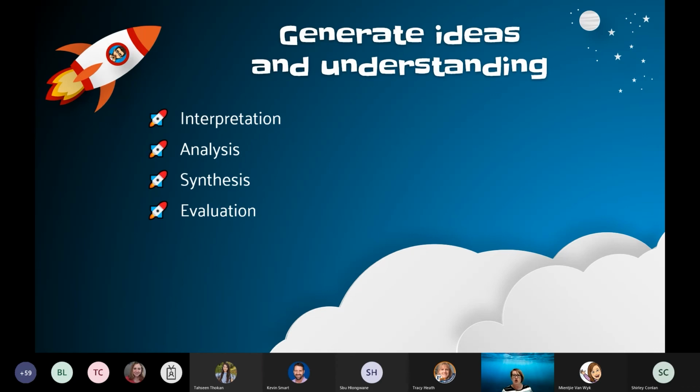So if we draw into a little bit more detail, the generating ideas and understanding, the best way to describe this is the use of critical thinking skills and activities. So you're asking your students to interpret the information that they are finding. It's about drawing inferences, conclusions, reading between the lines from what they have come across and drawing their own ideas and conclusions from that. So for example, they might read a description of a historical period and try and understand why people of that era behaved in a certain way, what was driving them, what was influencing their behavior.